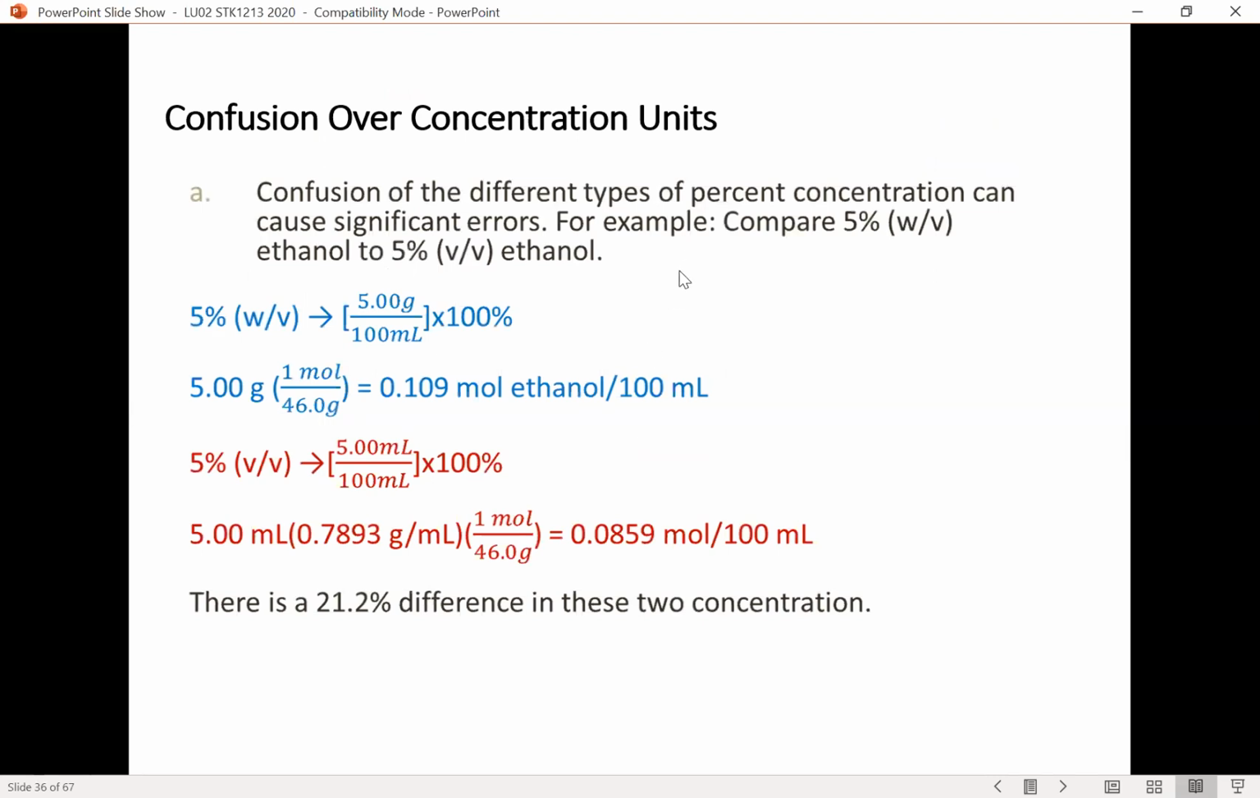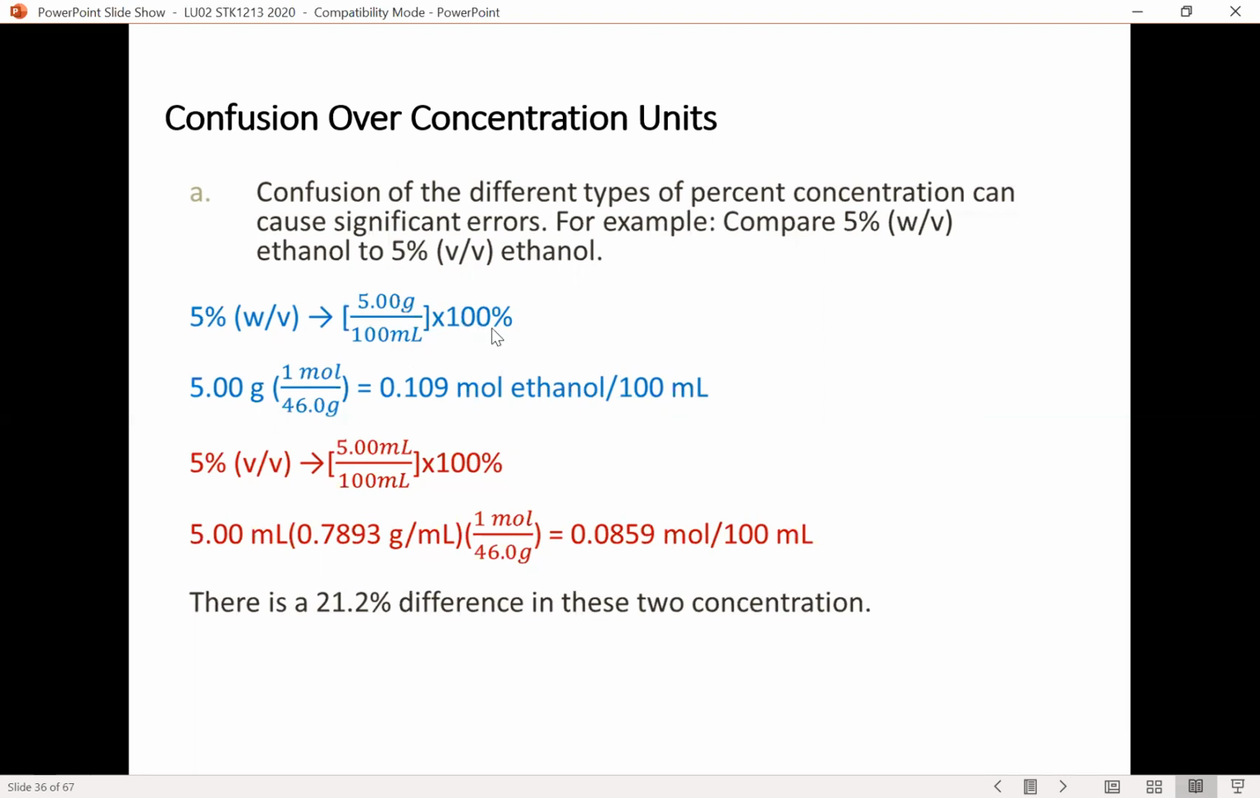Sometimes people get confused over the use of percentage units. Sometimes they think that weight to weight percent, volume to volume percent, and weight to volume percent are equal to each other. Okay, actually they are not. Let's say we compare 5% weight to volume of ethanol to 5% volume to volume of ethanol. 5% weight to volume of ethanol means we have 5 gram of ethanol as a solute in 100 ml of ethanol solution, which is the solution.